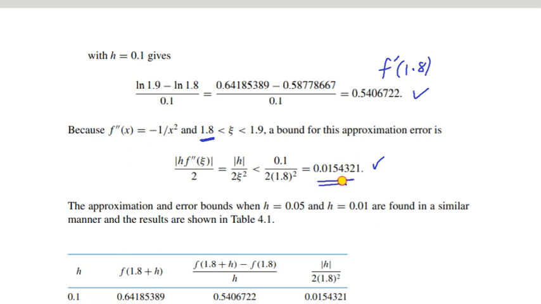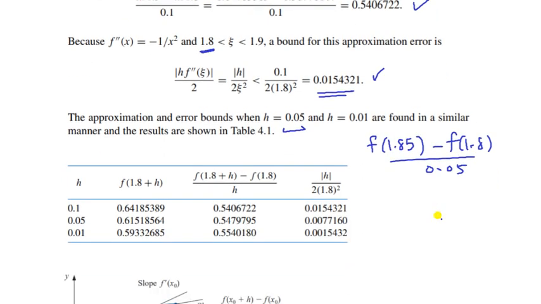The approximation error is this. Okay, similarly I can change the value of h. Now he said find the value of h, which is 0.05. Now my formula will become f of 1.85, because x naught plus h is 1.85, minus f of 1.8, divided by 0.05. So now if you approximate this, you can calculate this, your answer should be this one.